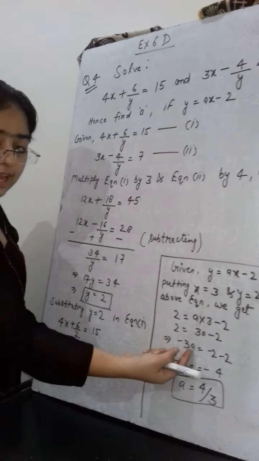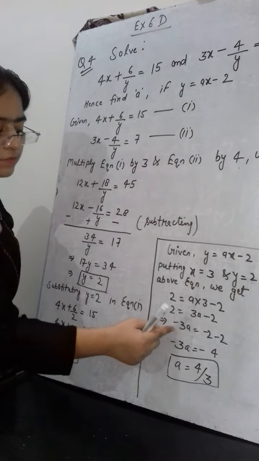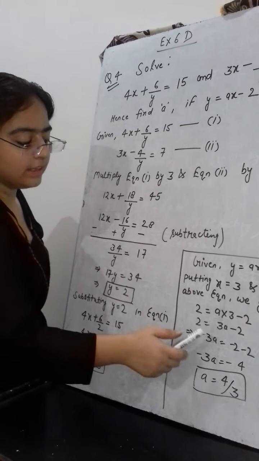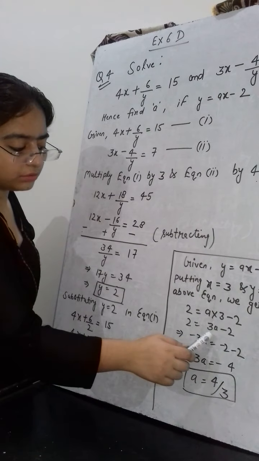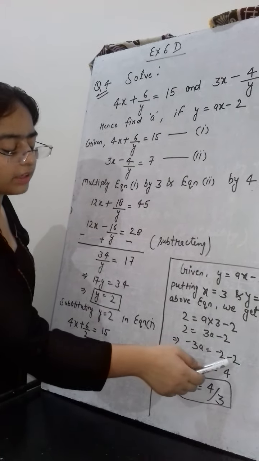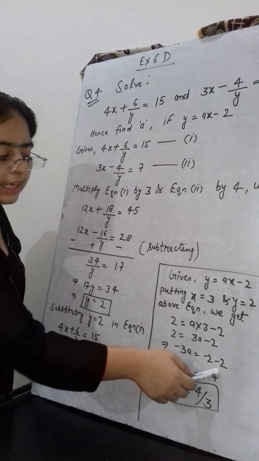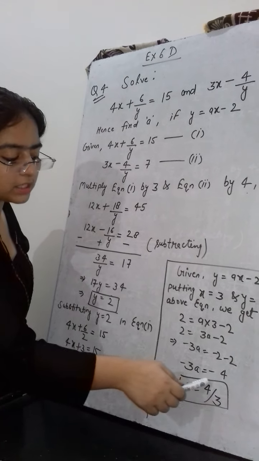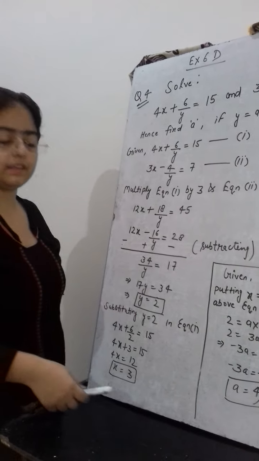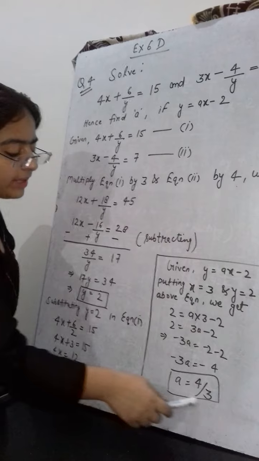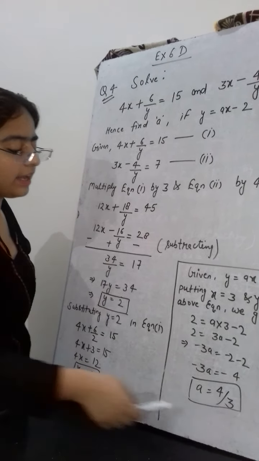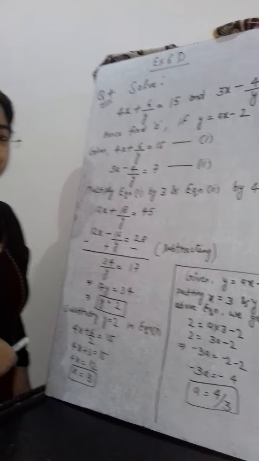Now we will make 3a the subject because we have to find the value of a here. So we will bring a on the left side. So we get 2 equals 3a minus 2. Then minus 3a equals minus 2, and this 2 will go towards the right hand side, so it will become negative. So minus 3a equals minus 4. Minus and minus will be cancelled, and a equals 4 by 3. So in this way, after finding the values of x and y, we have found the value of a, and it is a equals 4 by 3.